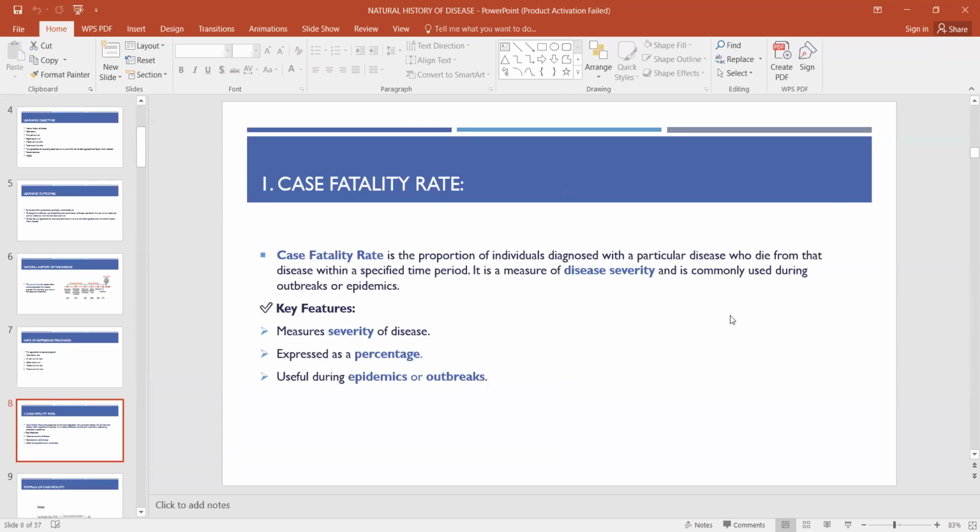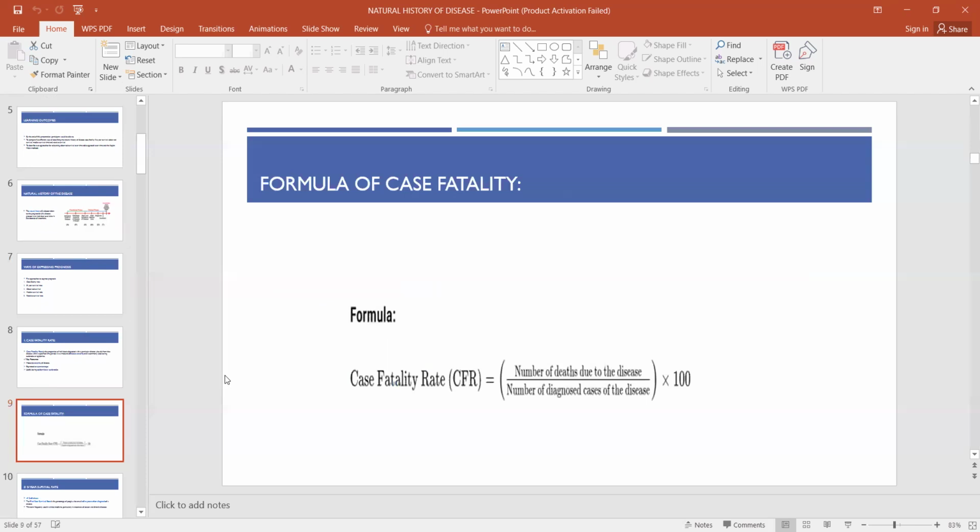Number 1 is case fatality rate. Case fatality rate is the proportion of individuals diagnosed with a particular disease who die from that disease within a specific time period. It is a measure of disease severity and is commonly used during an outbreak or epidemic. Key features of case fatality rate: it measures severity of the disease, is expressed as a percentage, and is useful during an epidemic or outbreak. This is the formula of case fatality. Case fatality rate is equal to number of deaths due to the disease divided by number of diagnosed cases of the disease multiplied by 100.